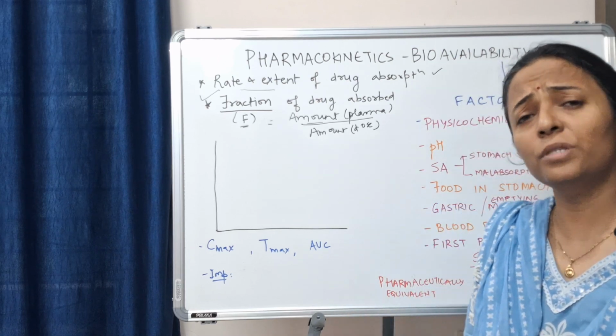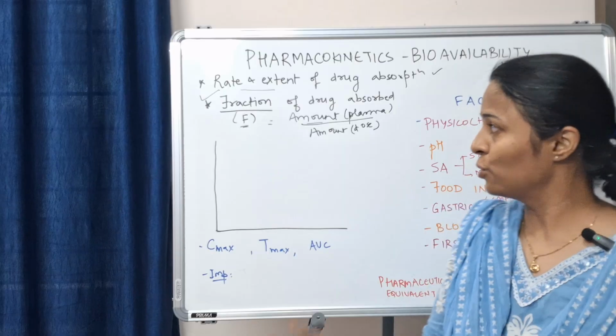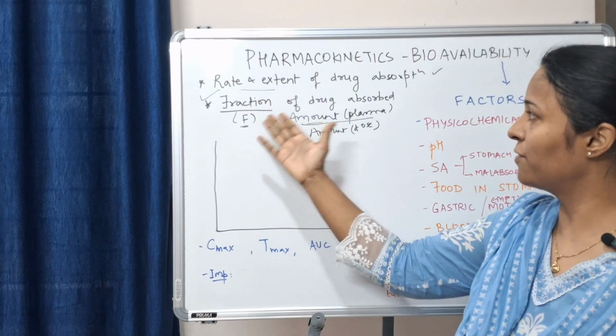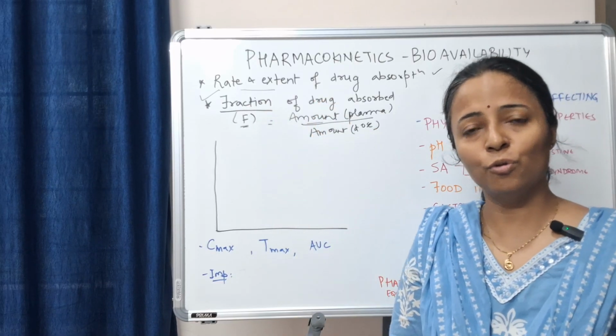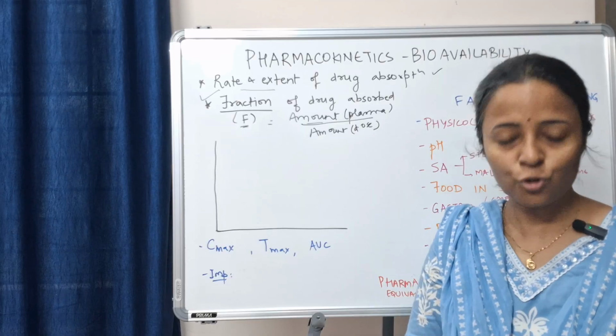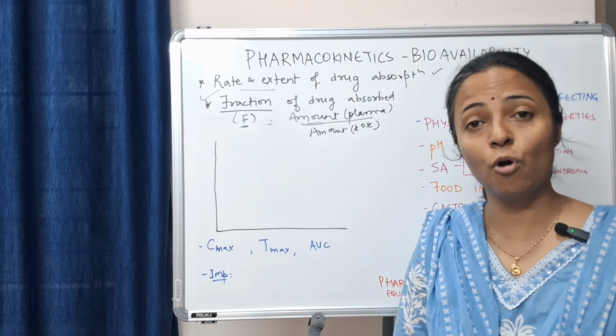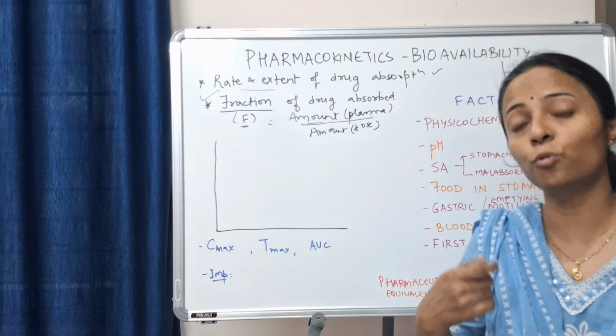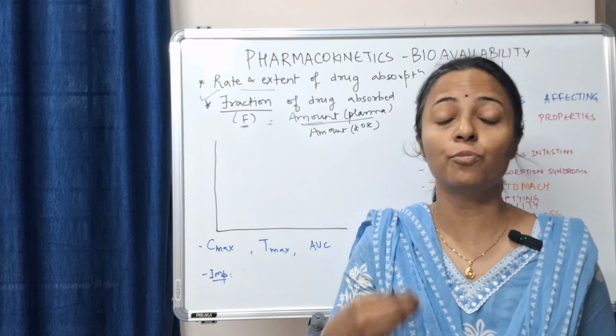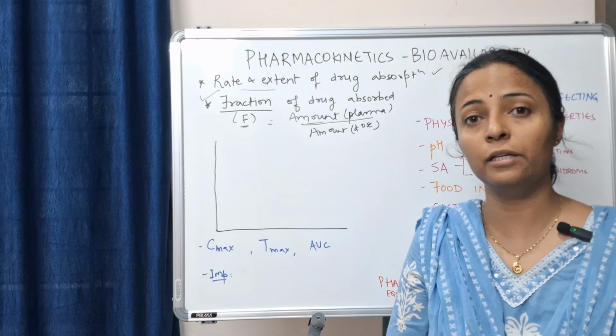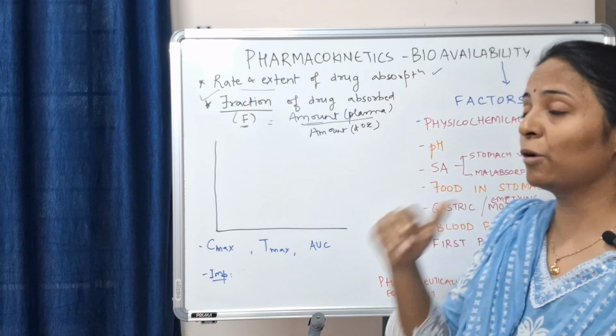Now, why do you want to study about bioavailability? So, simple, if we know this definition, that fraction of the drug absorbed, we need to find out what should be our mechanism of giving the drug. That means what should be the route of administration, what should be the dose, what should be the dosing interval. It is determined by bioavailability.